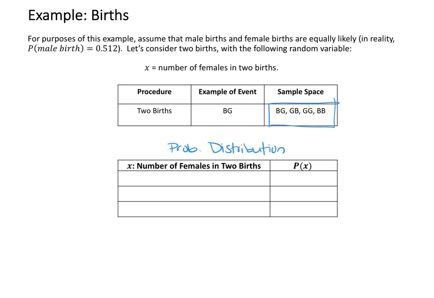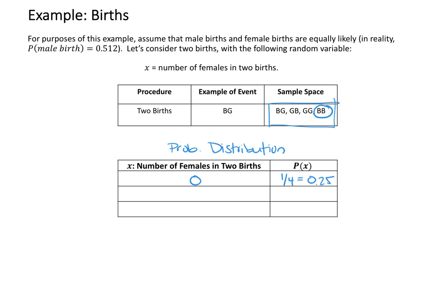Okay, so if we take a look at our sample space, we can see here that to get zero females in two births, that would occur if we had the boy-boy situation. So what is the probability of us getting a boy first and then a boy second in two births? Well, that is only one out of four ways of having two births, okay? So that gives us 1 out of 4, or a probability of 0.25.